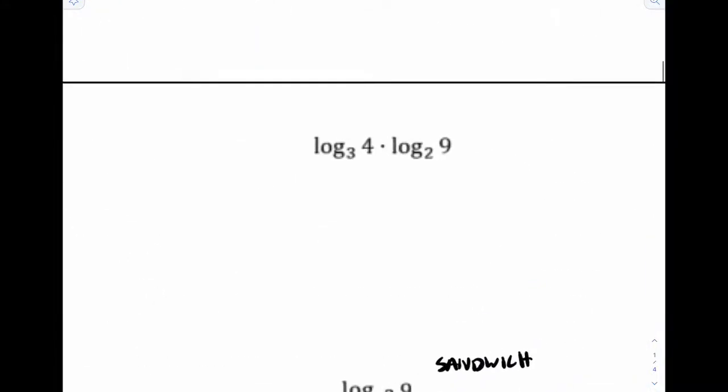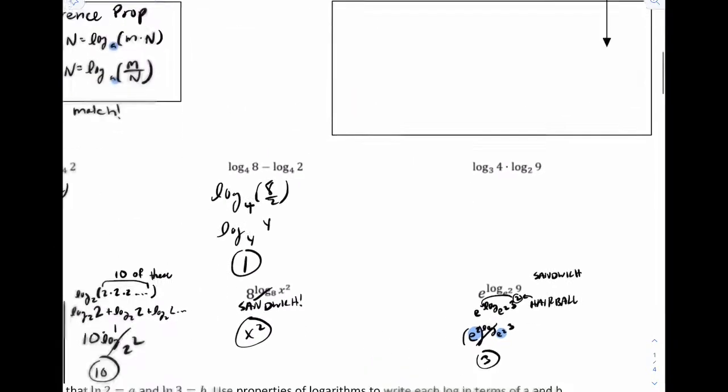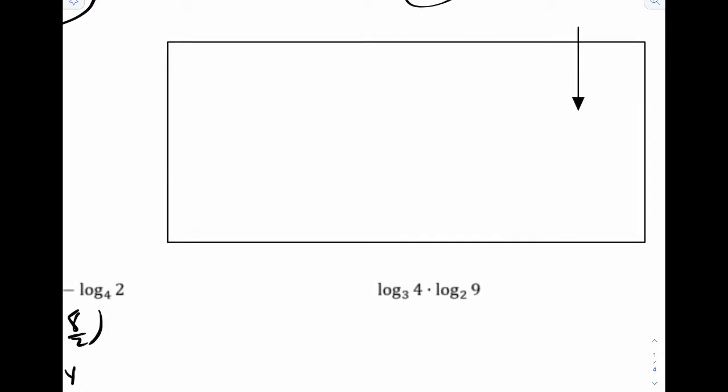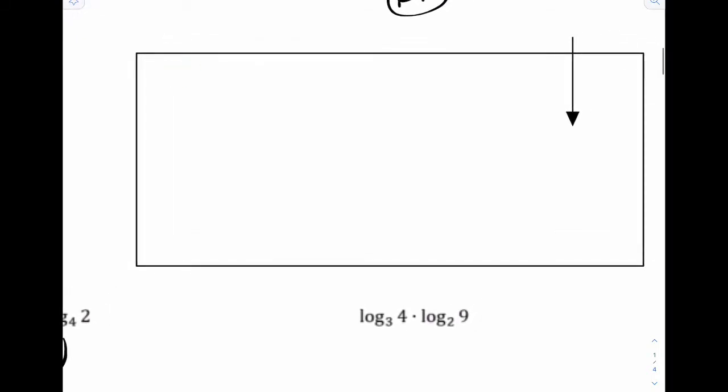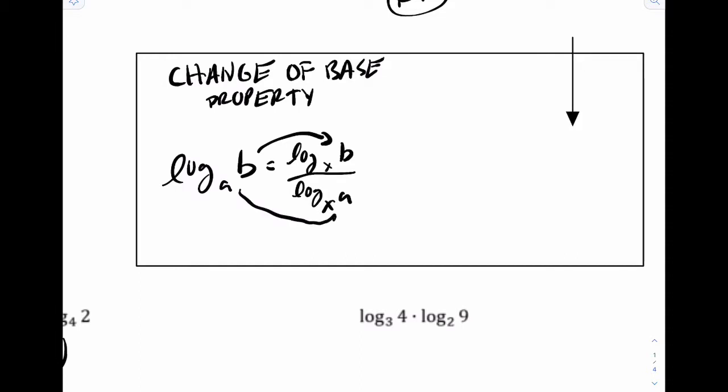Now for the last one, you'll notice here, this is a unique problem because the bases don't match and we're multiplying. In this situation, there is one last property that logarithms have that's very helpful. It's called the change of base property. So this property is useful whenever you want to mess with the base of a log. And the property is like this. You have some generic log, log base a of b, that's equal to log base x of b over log base x of a. Notice how the b goes up top, a goes on bottom.